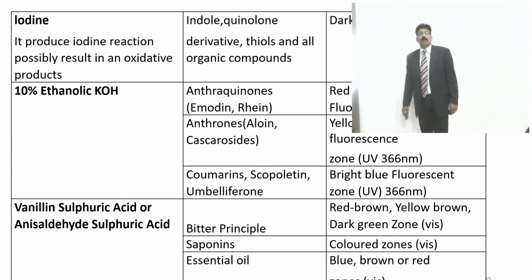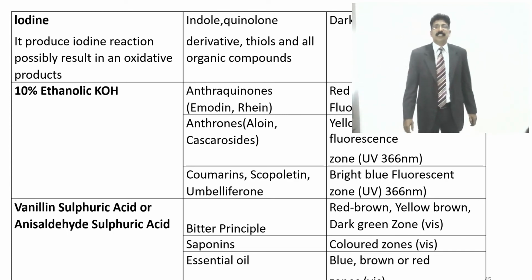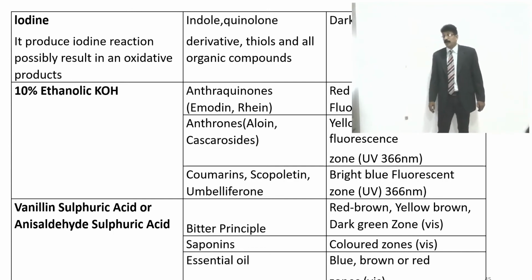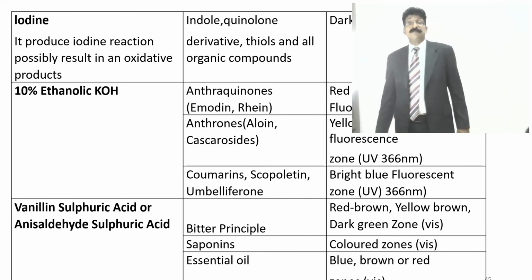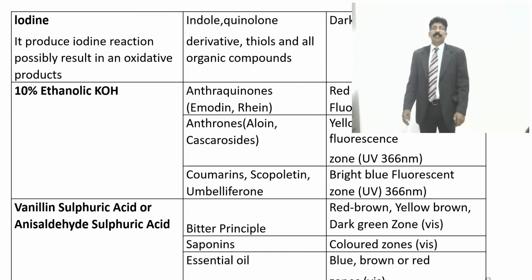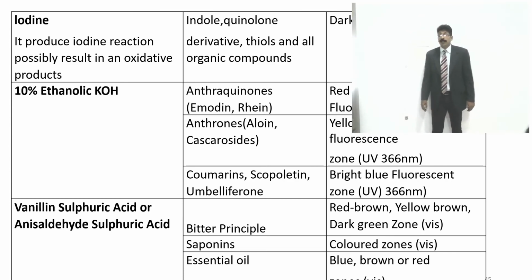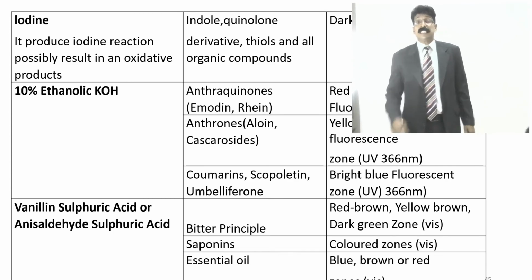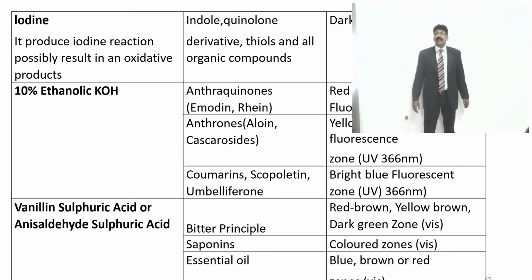It produces an iodine reaction, possibly resulting in an oxidative product, and 10% ethanolic sodium hydroxide is used for anthraquinones, emodin, rhein and anthrone, aloin. Cascarosides can also be present. This shows a yellow color for cascarosides, and for anthrone it gives a reddish-brown color.